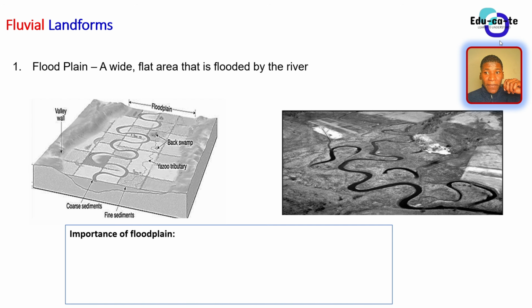This is a flat plain. A flat plain is a wide flat area that surrounds the river, and most of all, this area is flooded by the river. It just means that the river floods around that area. So when we're talking about the flat plain, we are talking about all of this area surrounding the river. This is known as a flat plain.